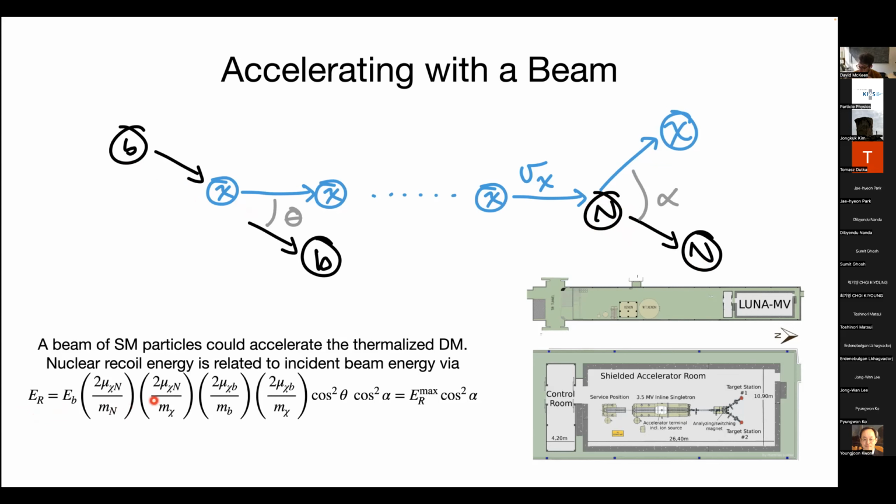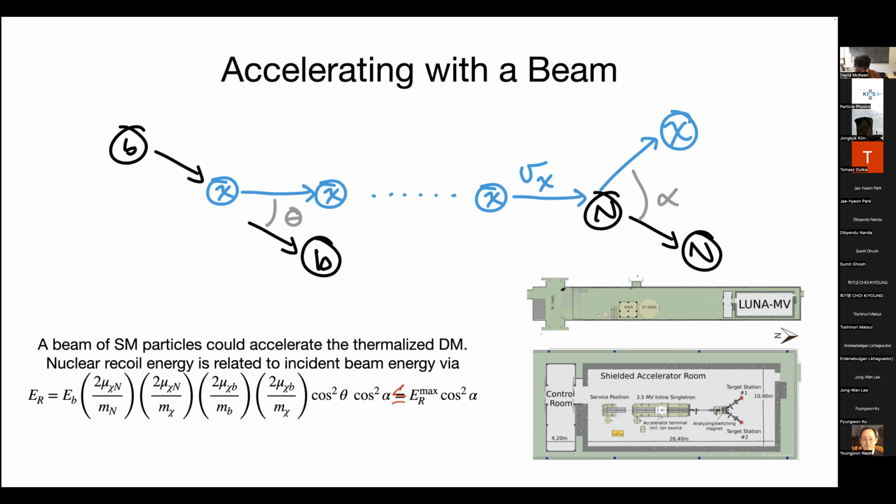And then there's a whole bunch of kinematical factors here. So the reduced mass between the dark matter and the nucleus in your direct detection experiment, or the beam particle, and so on. And then it also depends on the angle at which the dark matter scatters at both of these points, the resulting scattering angle between dark matter and normal matter. There's a typo here, so that should obviously be less than or equal to.